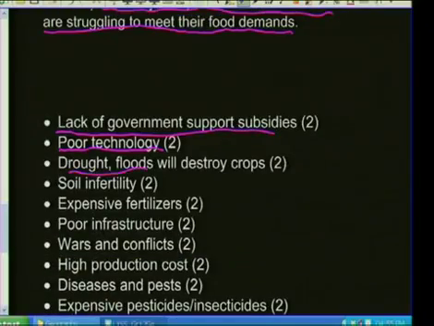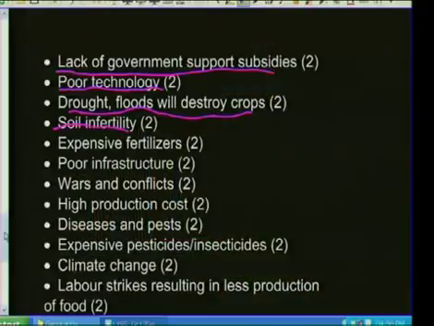Drought, floods will destroy crops. Notice that's a climatic condition. Soil infertility, okay, where the soil is infertile and things are not growing, and in South Africa we have below 12% of our land that is arable. So that's a huge problem, and in Southern Africa that's the case. Expensive fertilizers, dealing with money because we're a developing country. Poor infrastructure, all right? I'm going to just go over a few here like this.